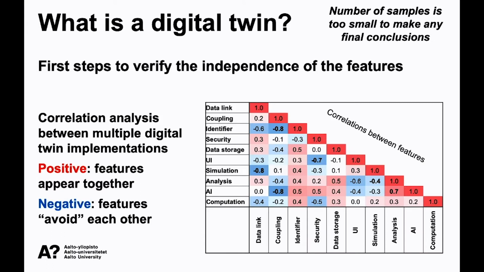Then we found out whether the features are independent from each other. We made correlation analysis on that, but our number of samples was a little bit too small to make any final conclusions. Maybe the high amount of correlation between AI and analysis is the most alarming in this, and we need further investigations for this. You can check the slides later.